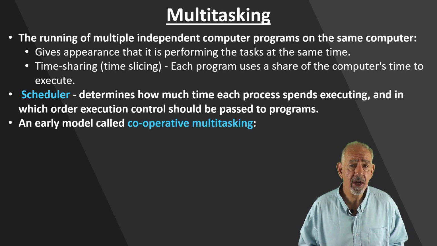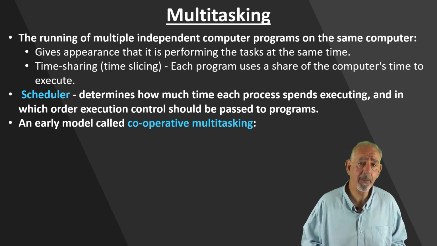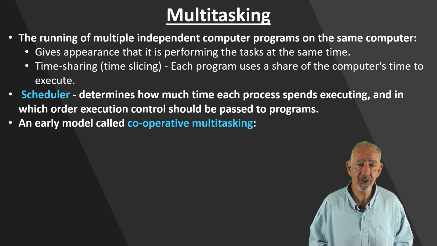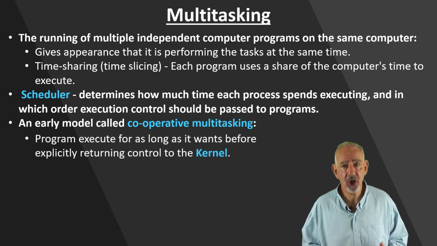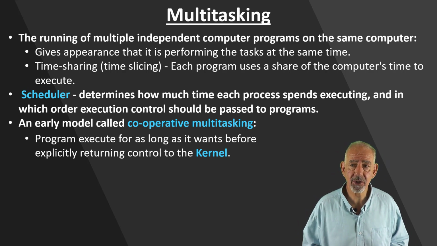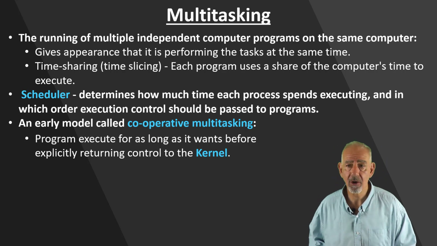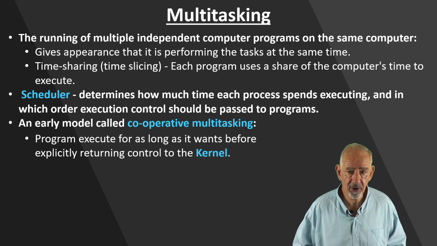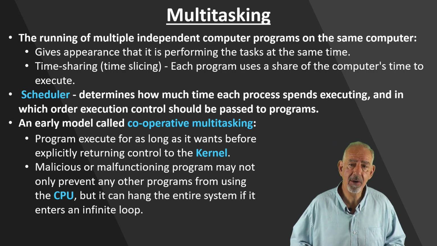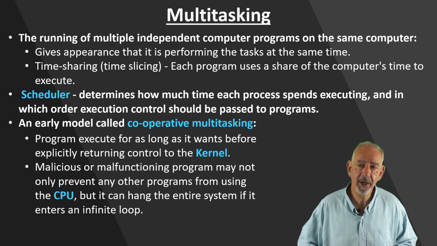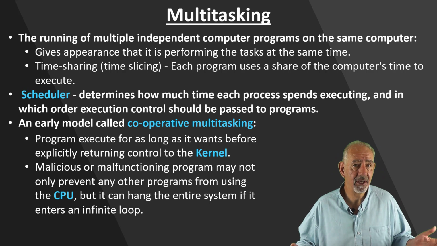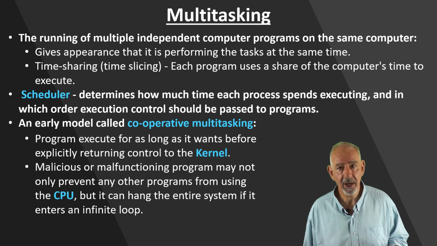And as we said before, in the early days we had this early model called cooperative multitasking. And yes, you can understand that what happens there is a program tends to hog the whole thing. So the program is allowed to operate and execute for as long as it wants before explicitly returning control back to the kernel. But as we mentioned earlier on, if we have a malicious or malfunctioning program, it might not only prevent other programs from using the CPU, but it can hang the entire system, and it can also create something called an infinite loop. So this wasn't the best way of doing things.